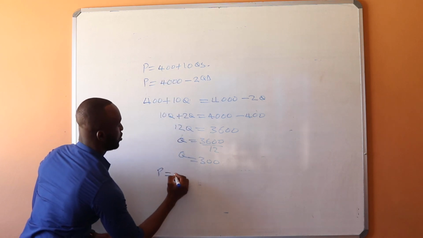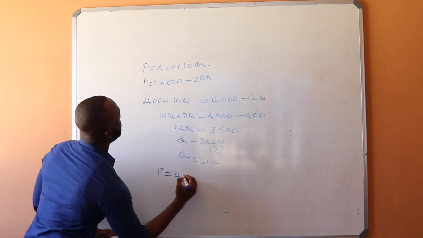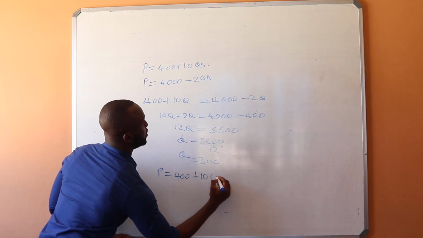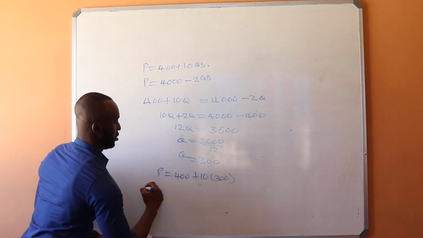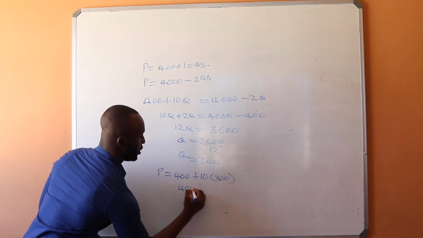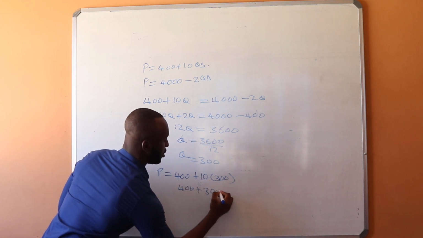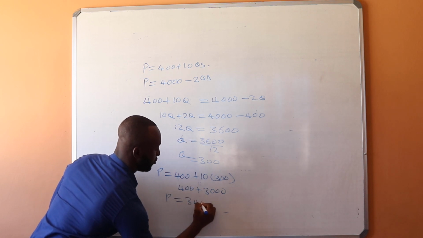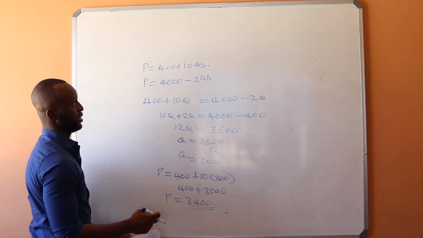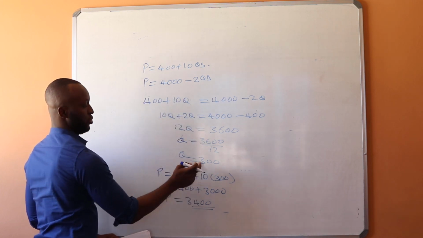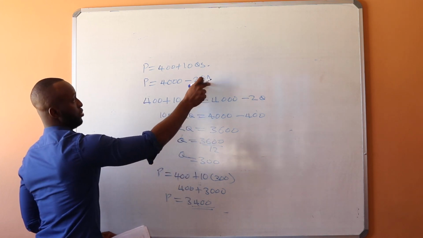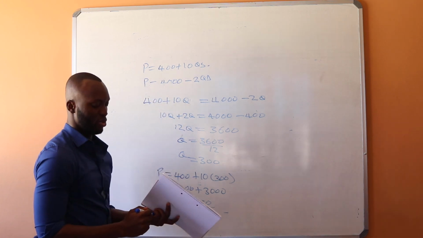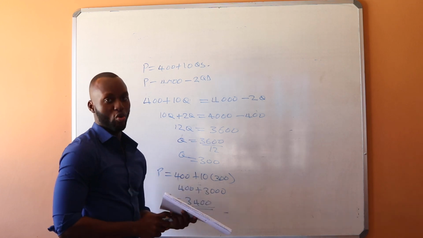So P is equal to, we are looking for the price now, is equal to 400 plus 10, substitute Q, which is 300. And if you do that, you're going to get 400 plus 3,000, right? And your P is equal to 3,400. Now you can also try this at home. Try to substitute Q, that is 300, into this second equation, and you're still going to arrive at the same answer. And that is how you find out if your answer is correct or wrong.